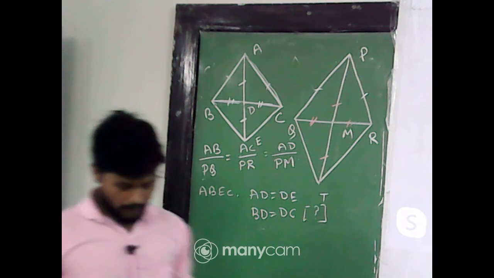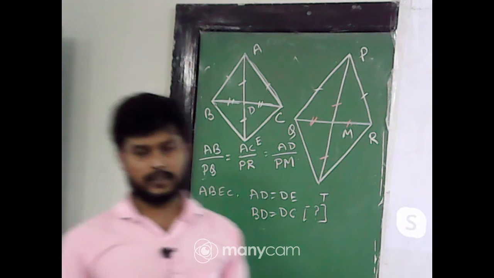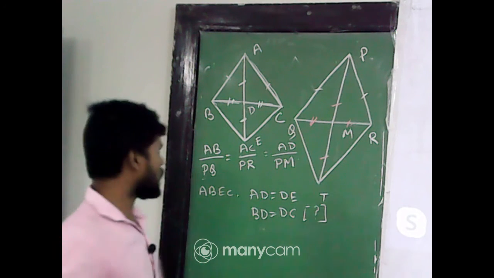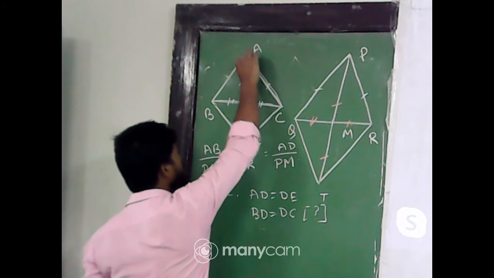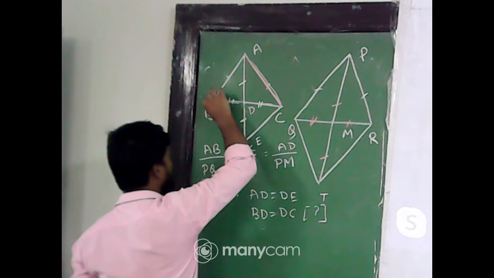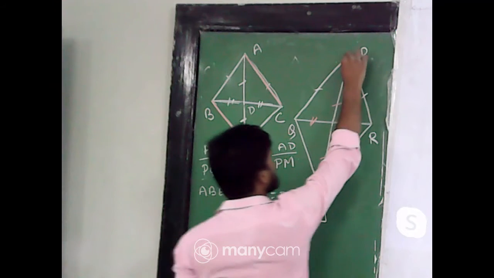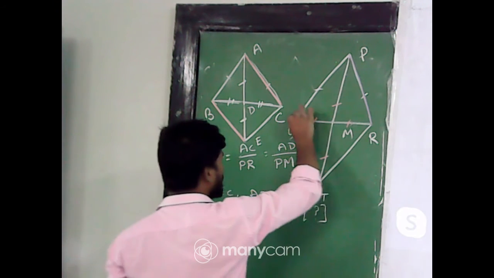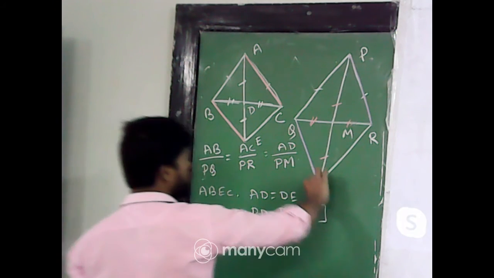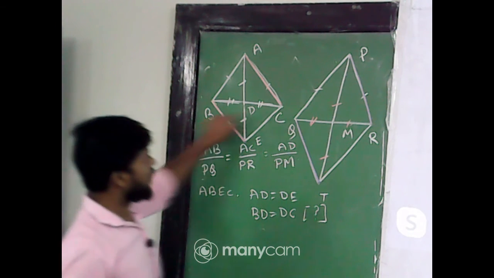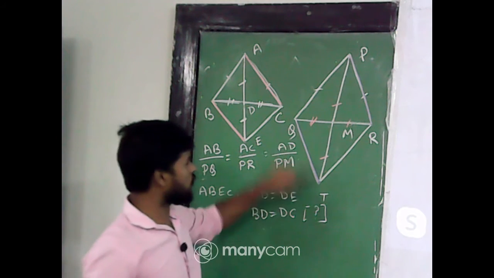And from a property of parallelogram, we know that the opposite sides of a parallelogram are always equal. So we can say that the side AC is equal to the side BE, and the side PR is equal to the side QT.